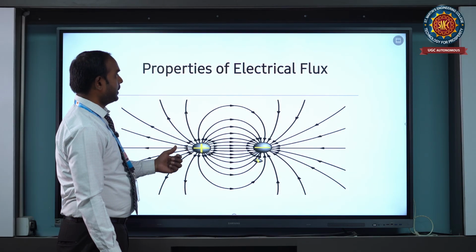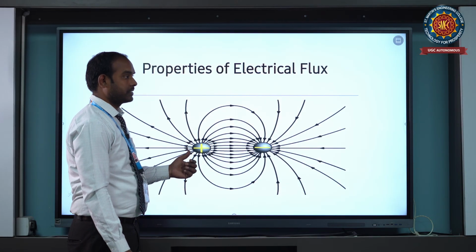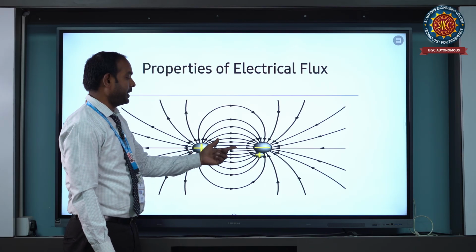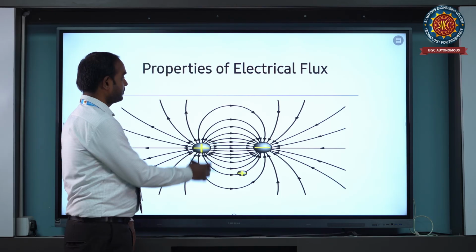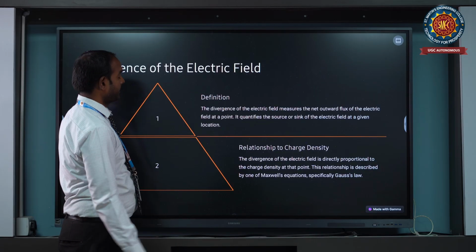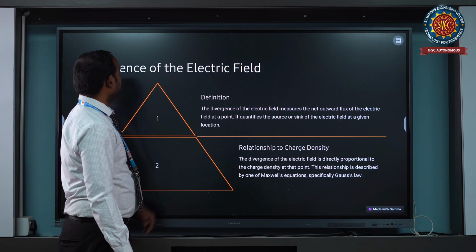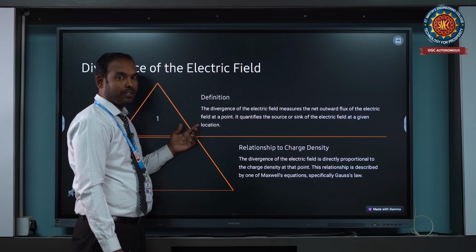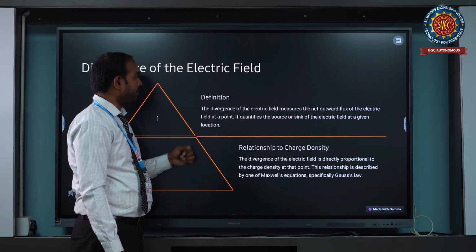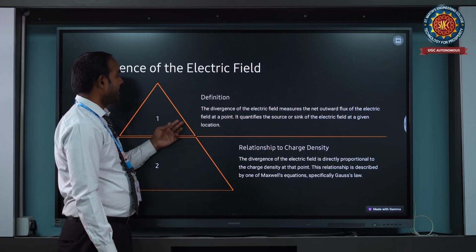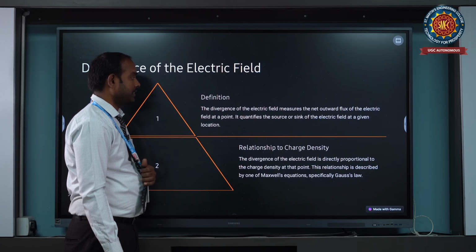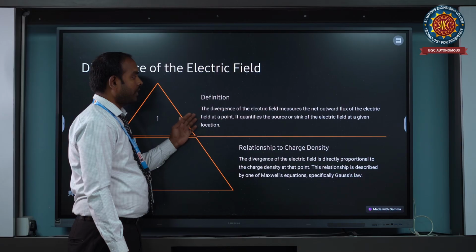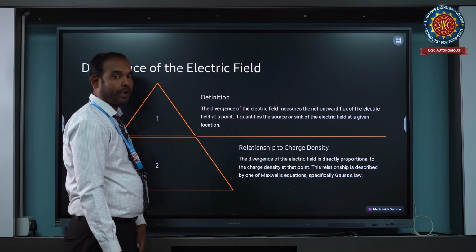One important property of electric flux: electric flux lines always emanate from positive charge and terminate on negative charge. It is one of Maxwell's equations to be derived for electromagnetic fields. That is, the divergence of electric field measures the net outward flux of electric field at a point.